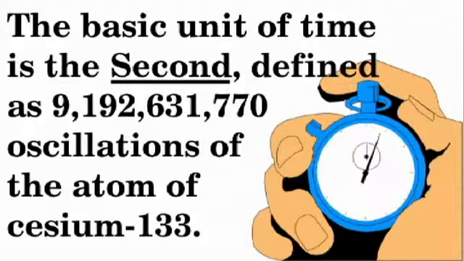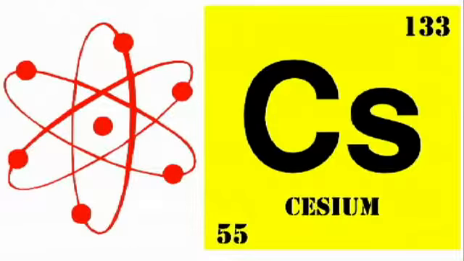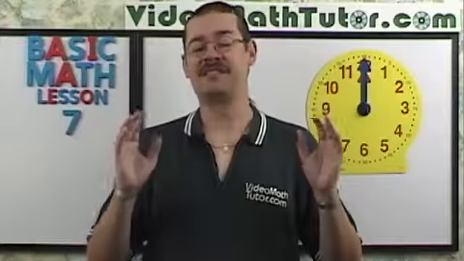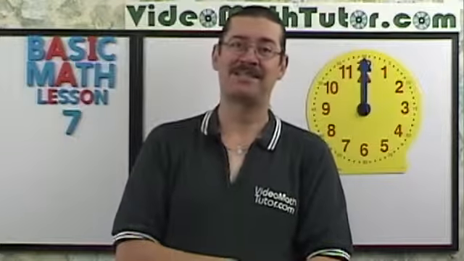The basic unit of time is the second, defined as 9,192,631,770 oscillations of the atom of cesium-133. Let me give you an example of how long a second lasts. Here goes. Not very much time, isn't it?